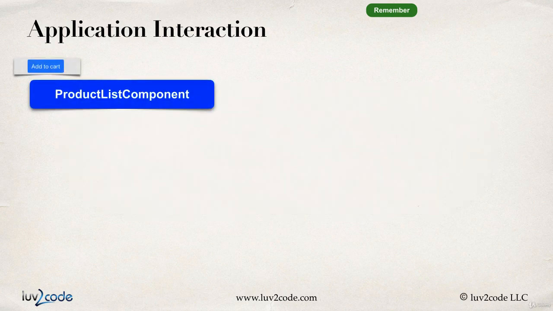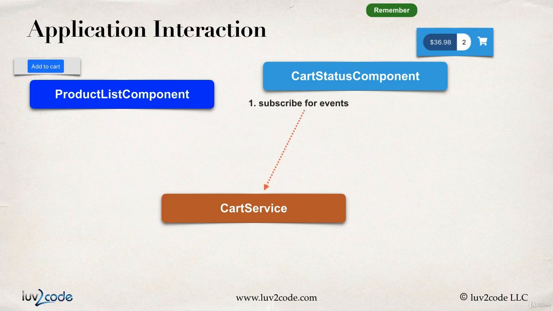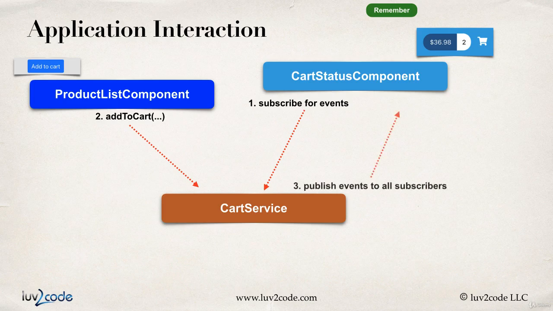So remember, in our application and interaction, we have our product list component in the top left, we have our cart status component in the top right, and then down in the center we have our cart service. And so our cart status component will subscribe to the cart service for events. We'll add some items to our shopping cart that'll send data over to the cart service. And then the cart service will publish those events to all subscribers. So since the cart status component is a subscriber, it'll read those events and update the user interface for the total price and quantity. And again, we already have this functionality in place. This is simply a quick refresher.